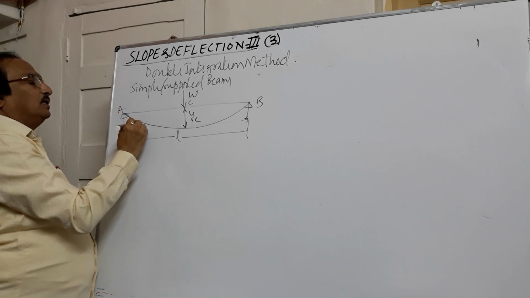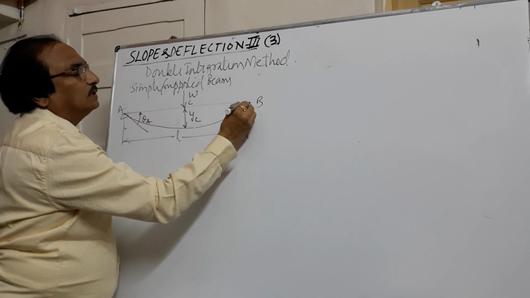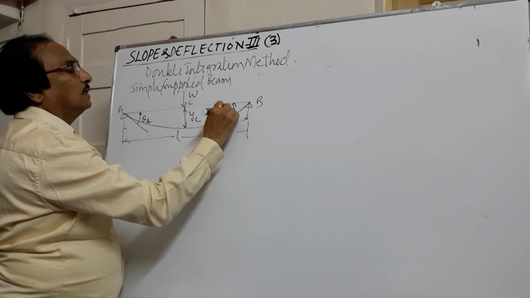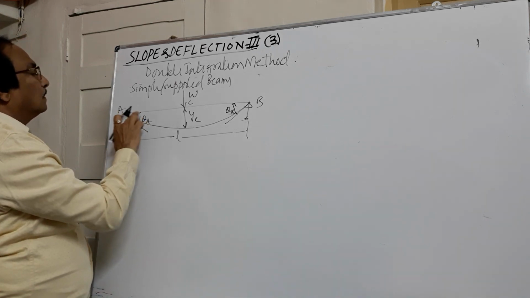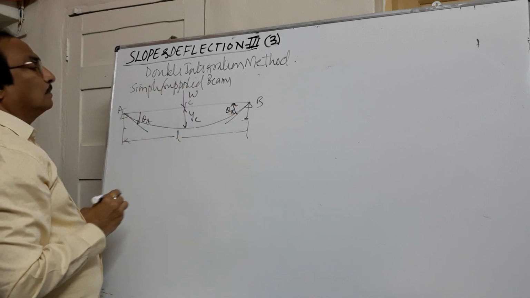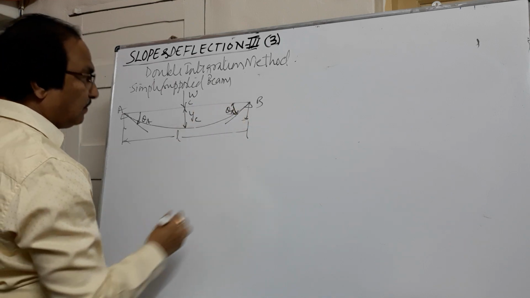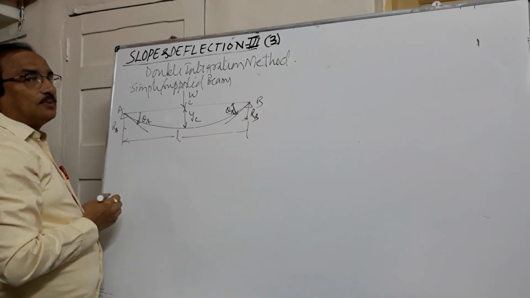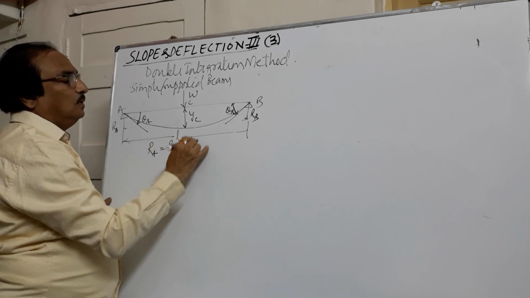If you see the rotation here, it is theta A, and at the other end it is theta B. Theta A and theta B. So here there will be a reaction at A and a reaction at B. First thing in a simply supported beam is to find out the reactions. It is symmetrically loaded, so RA is equal to RB is equal to W by 2.